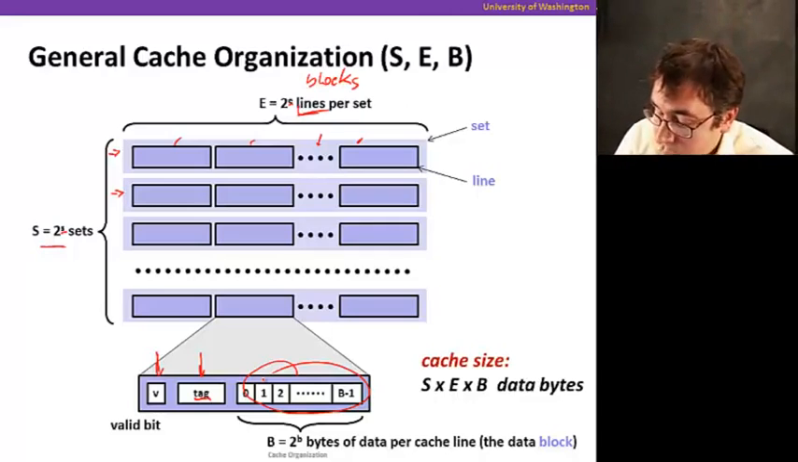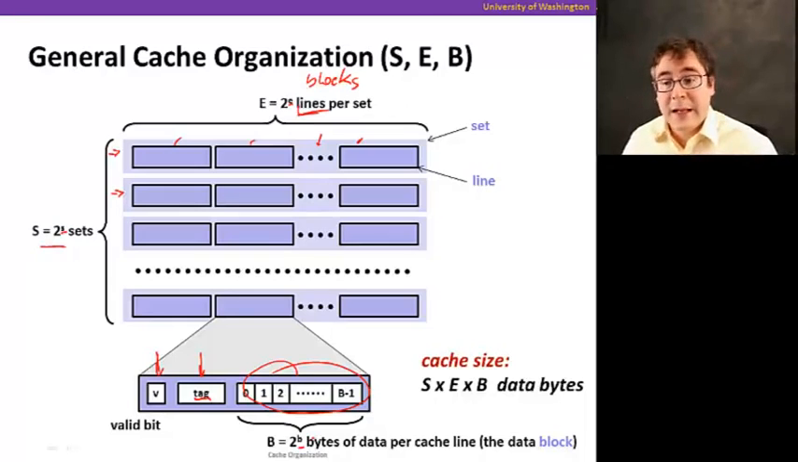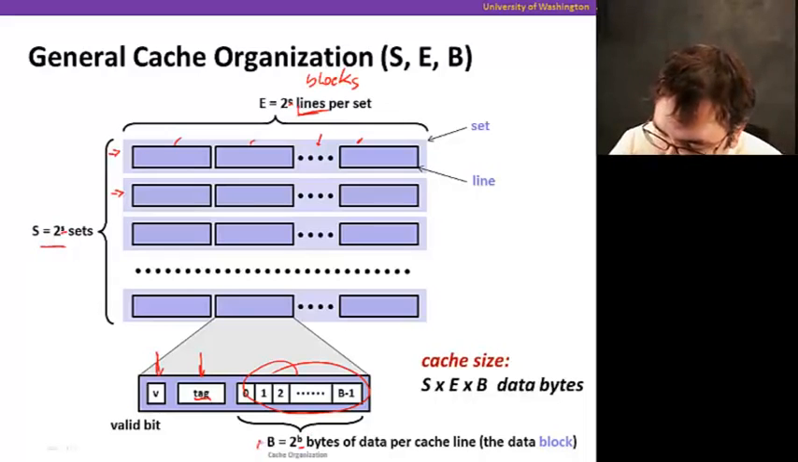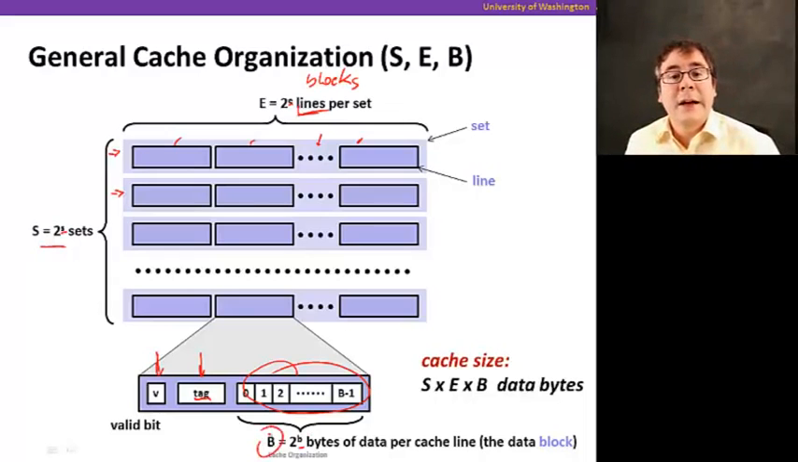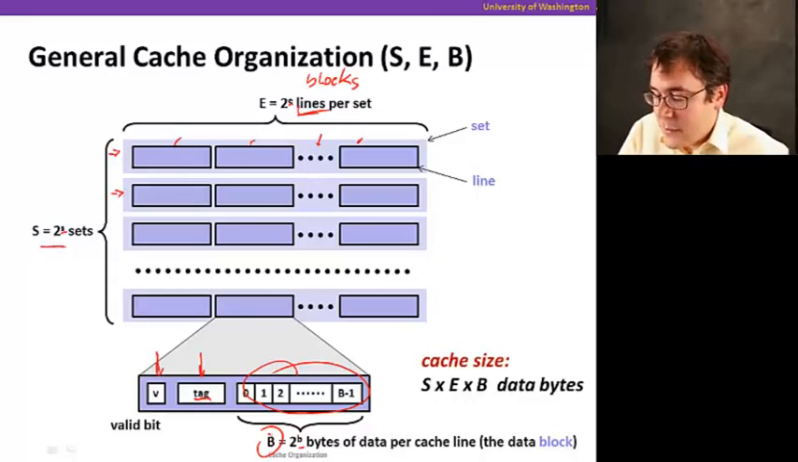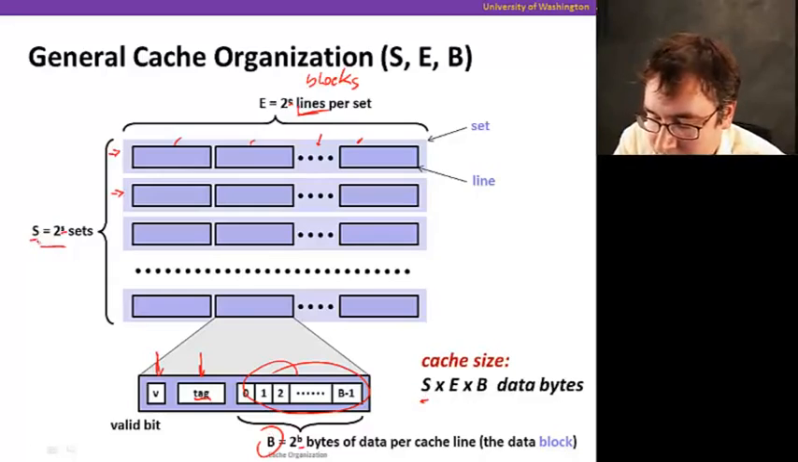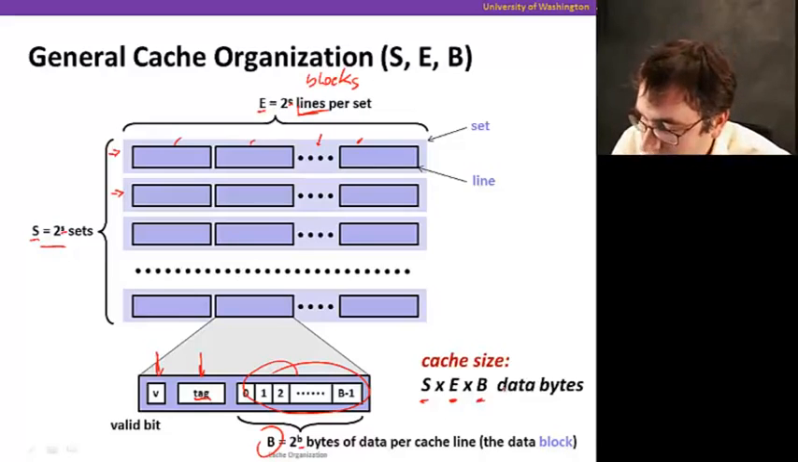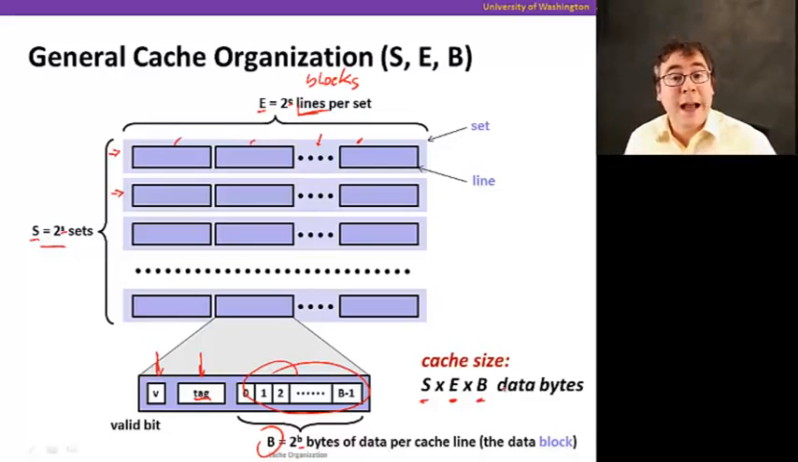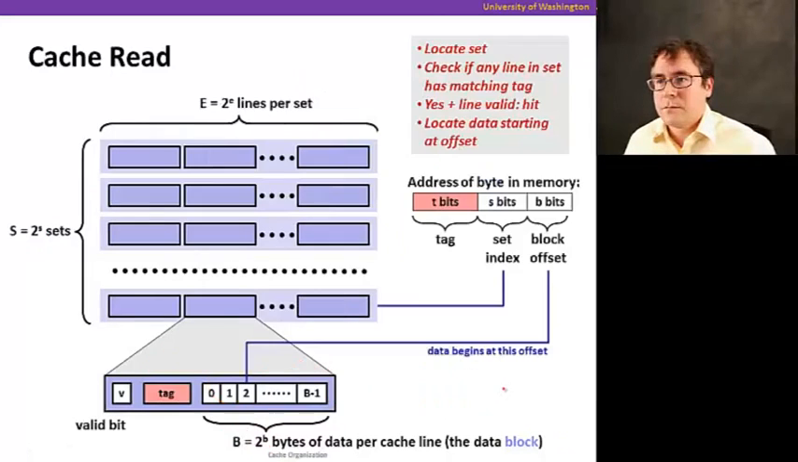Finally, there are 2 to the B bytes in a cache line. The reason we're using powers of 2 here is that it'll be easier to figure out how many bits we're going to need for the address. A cache line, or cache block, in our example has as many bytes as the value of this B variable. So that means that the cache size is S, the total number of sets, multiplied by the number of ways, or the number of lines per set, multiplied by the size of the block, capital B.